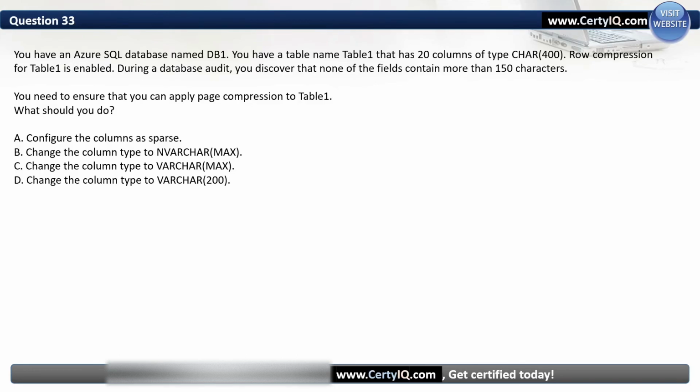Question 33. You have an Azure SQL database named DB1. You have a table named table1 that has 20 columns of type char. Row compression for table1 is enabled. During a database audit, you discover that none of the fields contain more than 150 characters. You need to ensure that you can apply page compression to table1. What should you do?